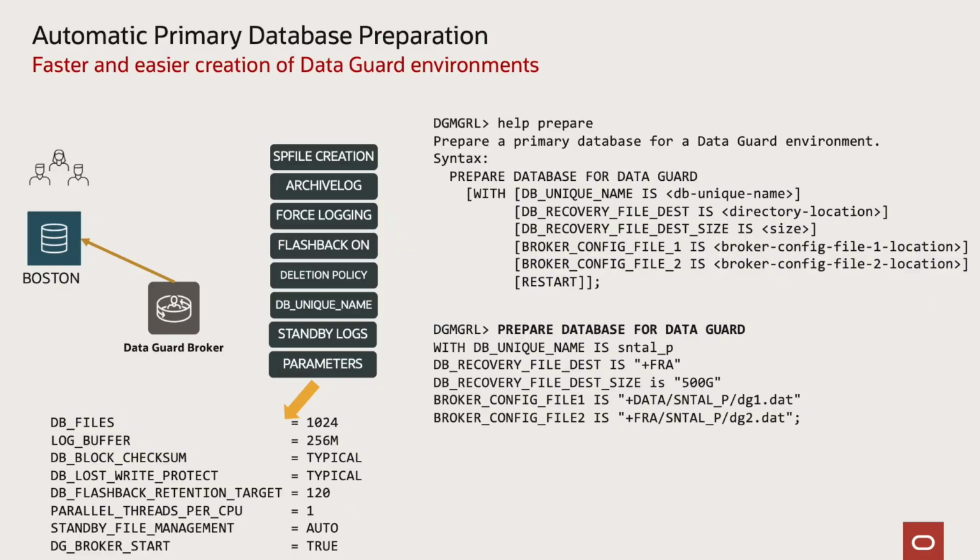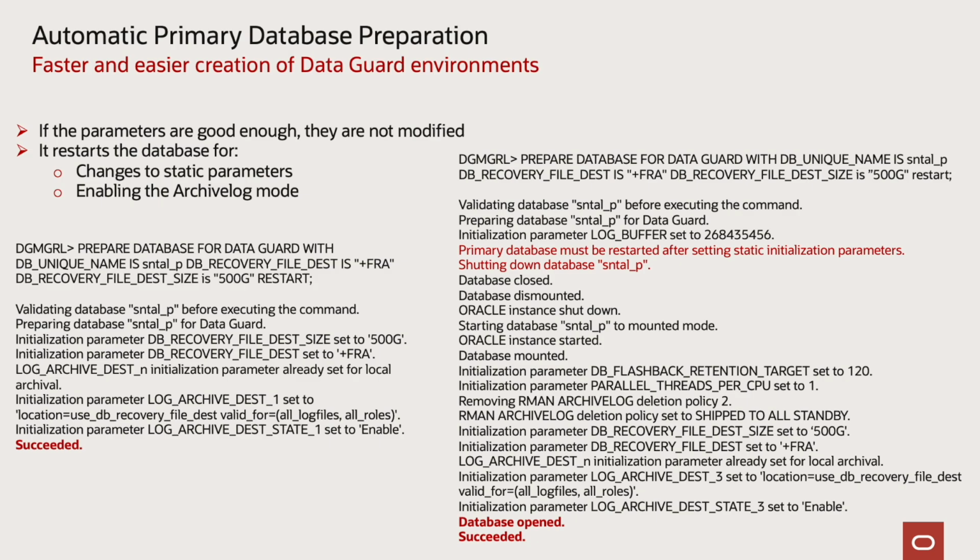Oracle Database 23AI provides a new DGMGRL command to prepare the primary database for a DataGuard environment. Listed here is the syntax and an example. As seen in this example, on the right side the database is restarted since it had to change static parameters. In the second example to the left, the database is not restarted since the parameters are modifiable and do not require a restart. Let's see this feature in the environment.